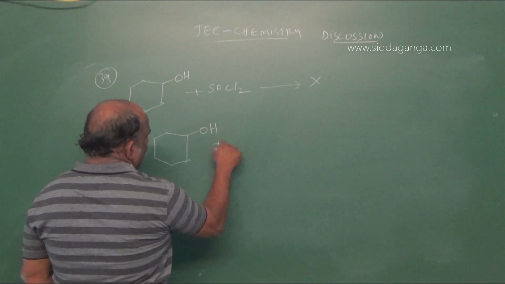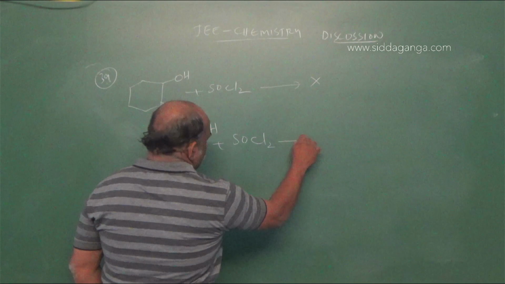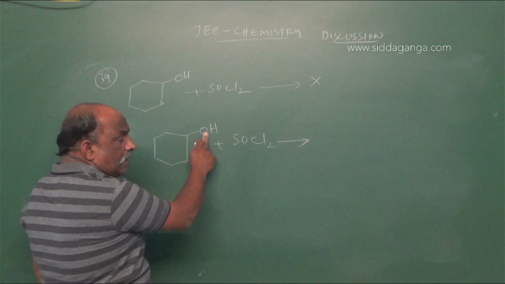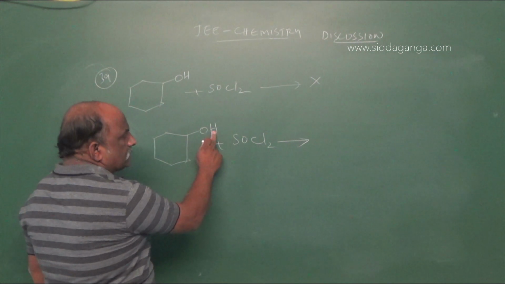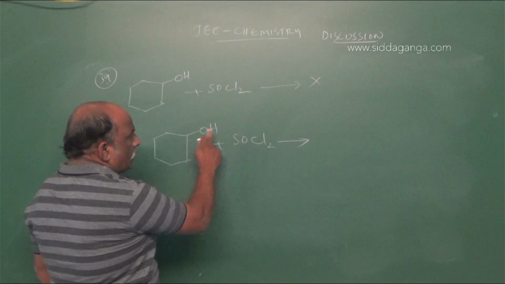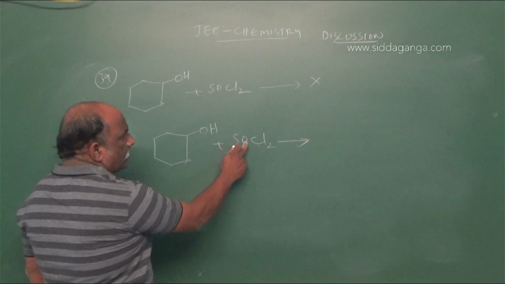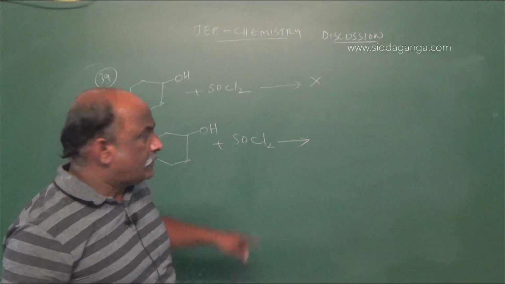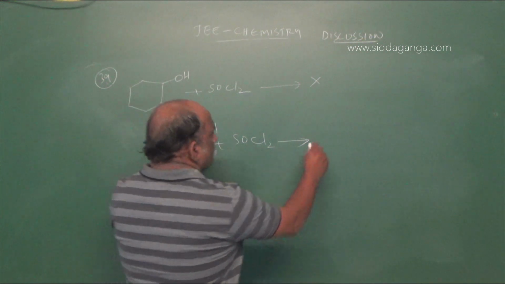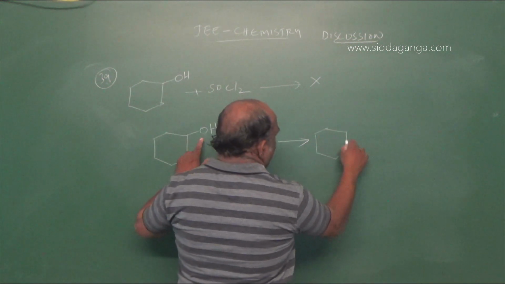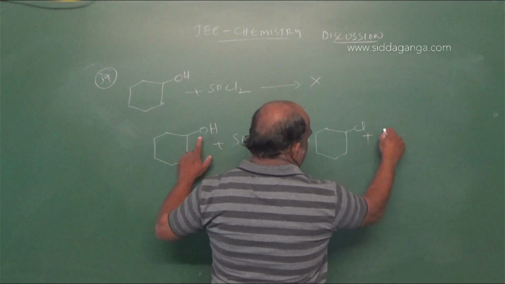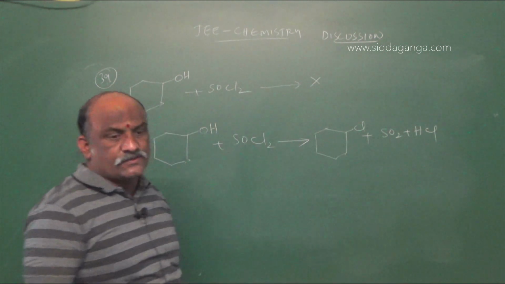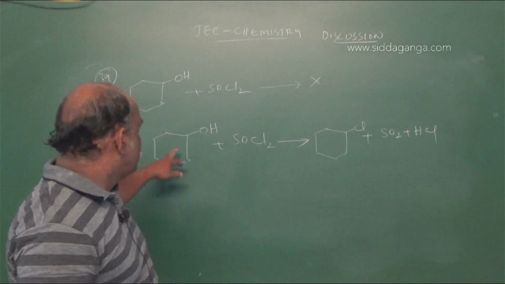OH plus SOCl2 gives rise to: OH is eliminated in the form of HCl with 1 H, the O attached to S gives rise to SO2, and this portion is occupied by Cl. So finally we get this compound plus SO2 plus HCl.